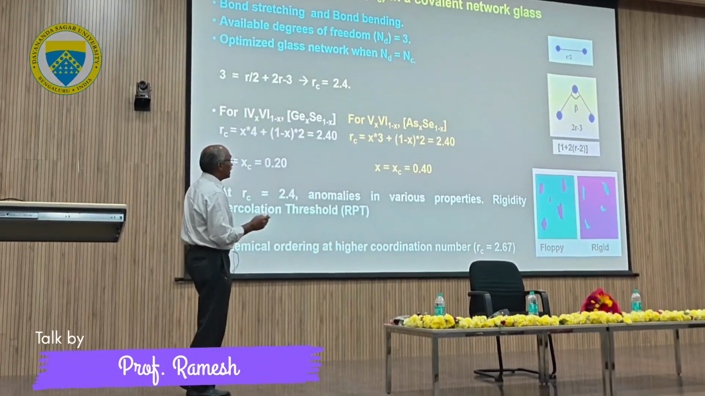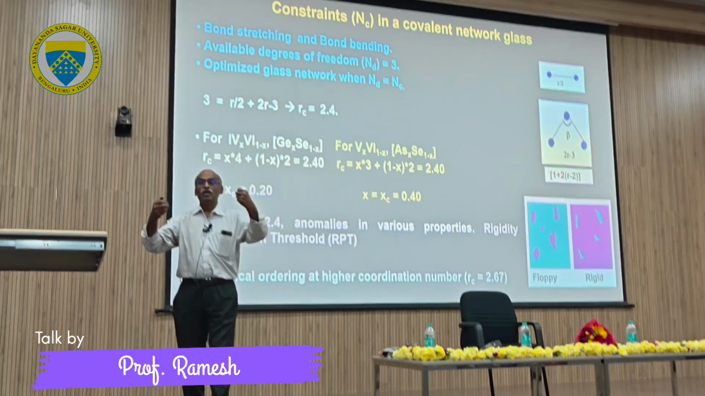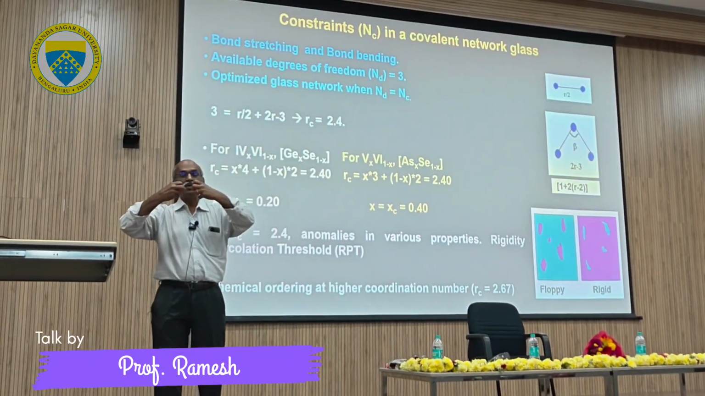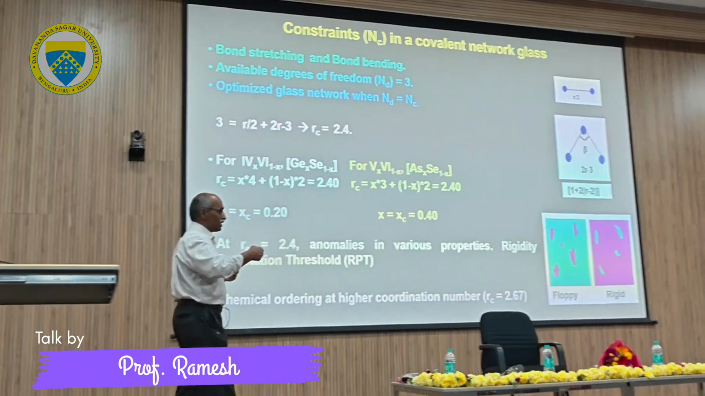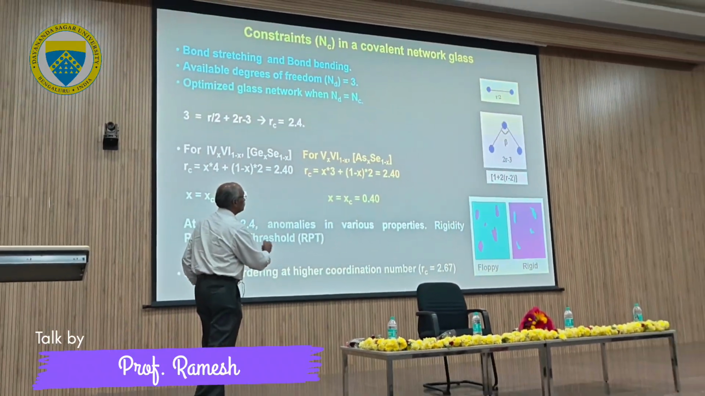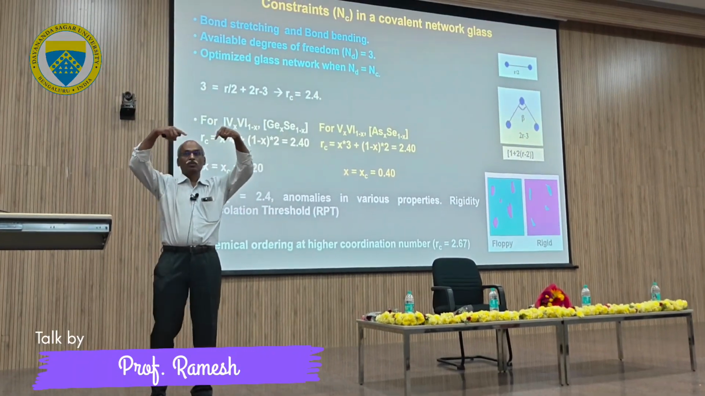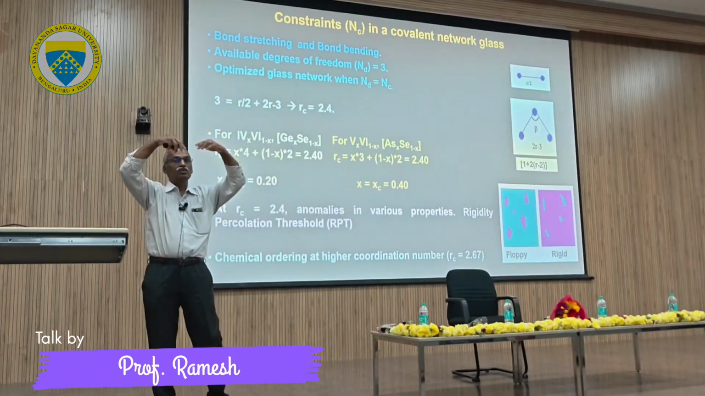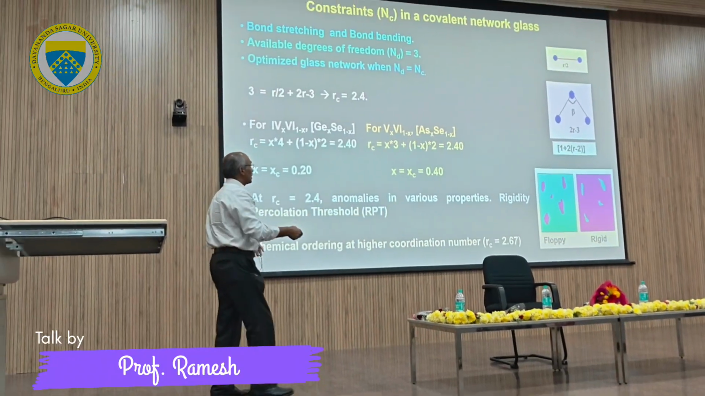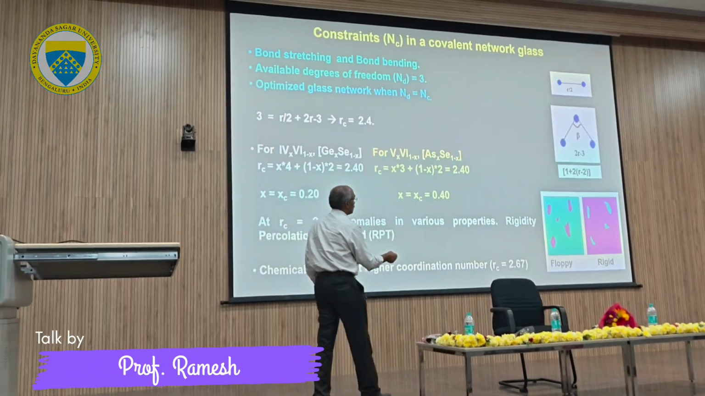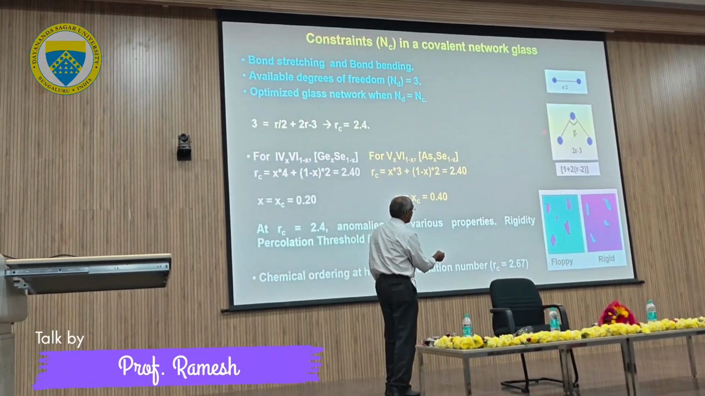For example, if you take a network glass, you have bonding between two atoms. The constraint about the bonding is that you can stretch, right? It can stretch. So the bond is shared between two atoms, so you have r/2 stretching constraints. And if you take a centrally connected atom with two other atoms, you have a bond angle. You can just move like this, and it has a constraint. A centrally connected atom has one constraint, and you have two other atoms connected here.